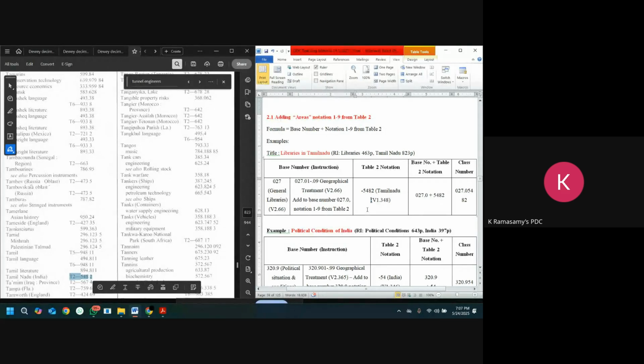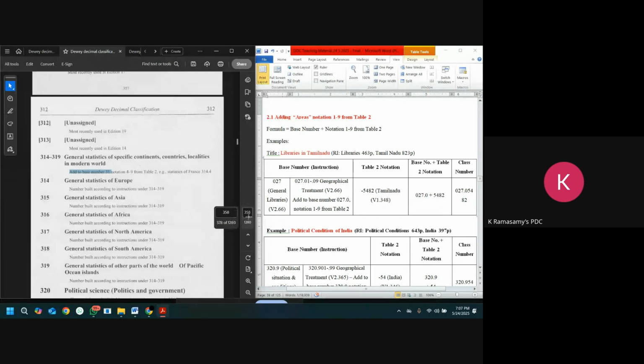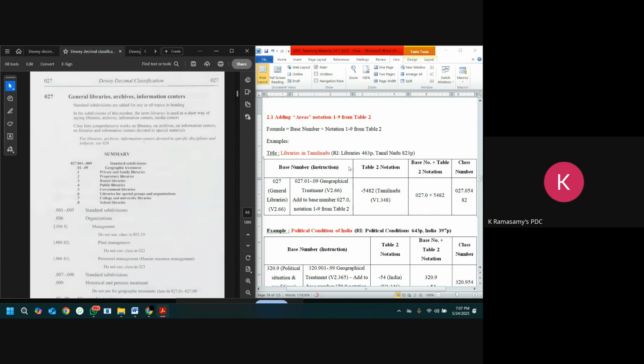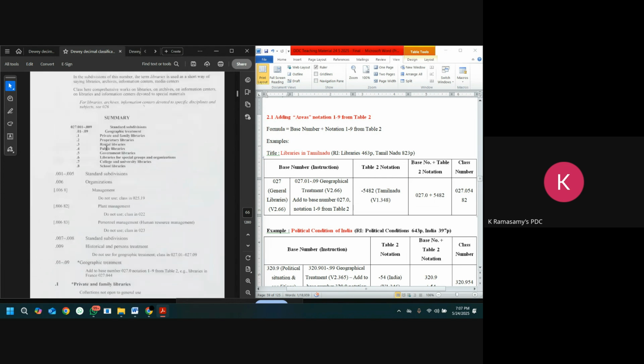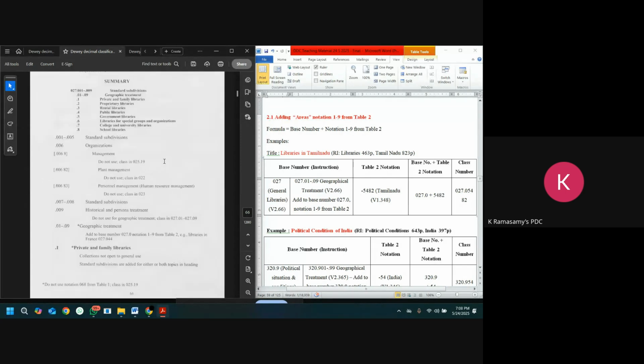Now I should find out, is there any instruction given under 027 to add area? I need to find out. See, 027 is in volume 2. I'll go to volume 2. In volume 2, I go to general libraries, which is 027 general libraries. Here, just come down. You see whether there is any place where instruction to add area notation is available.